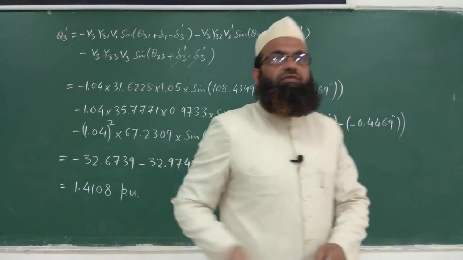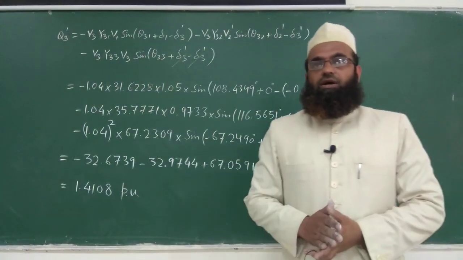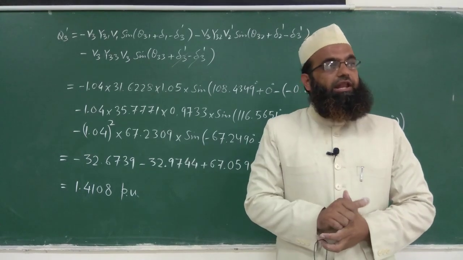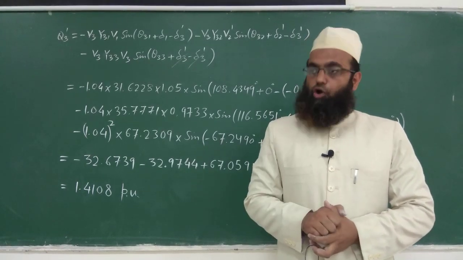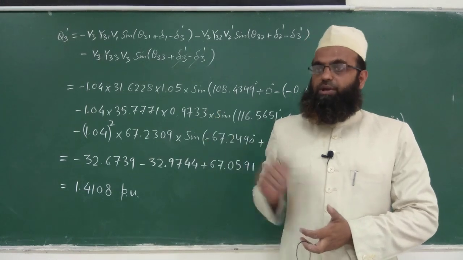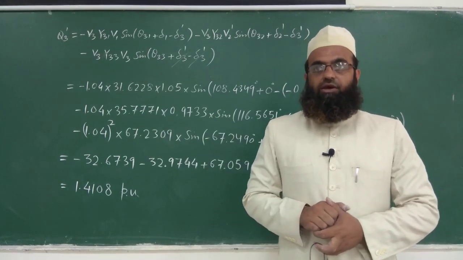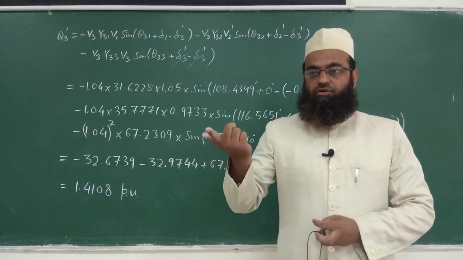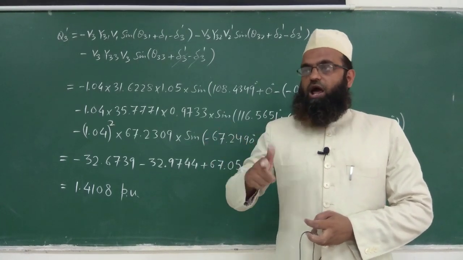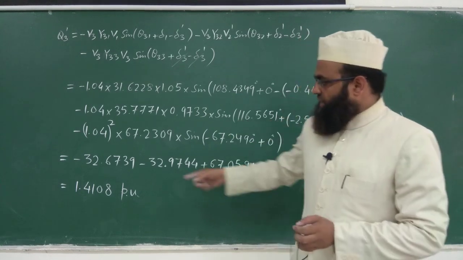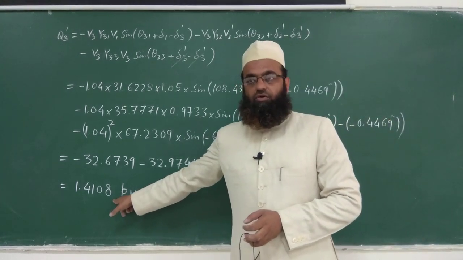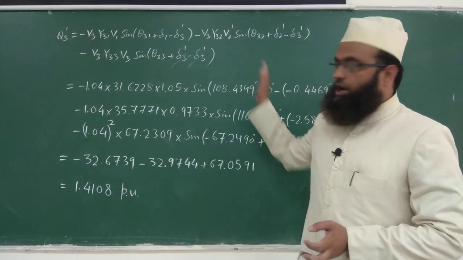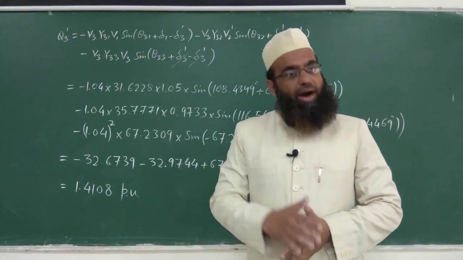So the next task is to check whether this evaluated value of Q3 is lying within the limits of that particular bus or not. So for bus number 3, which is a PV bus, Qi min and Qi max values are how much? 1 and 1.5 per unit. So this value is within those limits. So it is okay. This is a PV bus and all the unknowns have been evaluated.